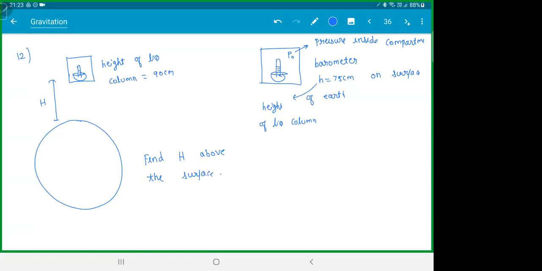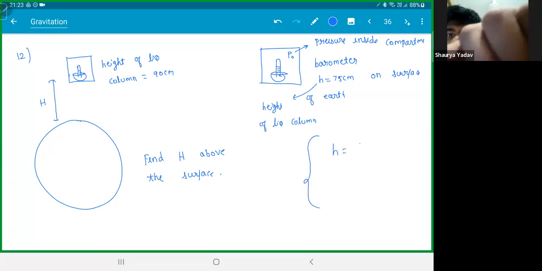Is the question making sense? So you have a barometer. First of all, you should know the barometric formula. Do you remember the barometric formula? What is the height of a barometer? It is P naught by rho g. P naught by rho g, right?